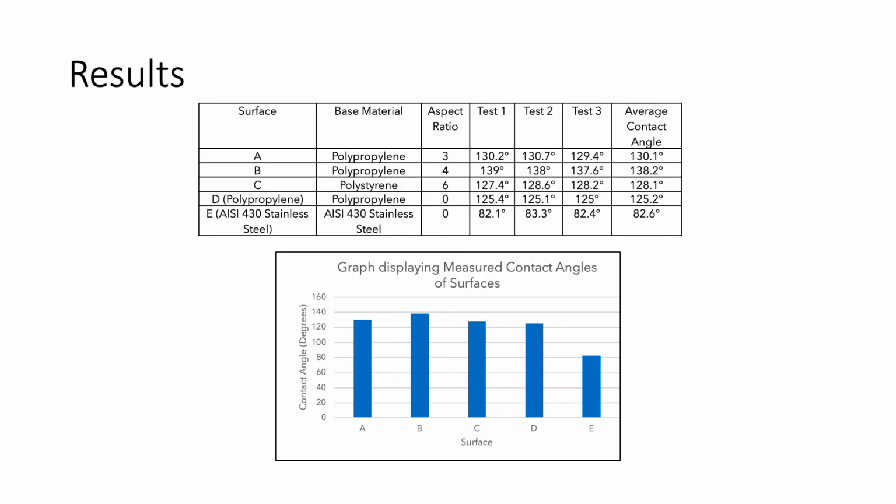This result serves as validation for the superior repellent properties of modified surfaces. Surfaces A and B are both made from a polypropylene base material. However, surface B recorded an 8-degree higher contact angle than surface A. This result confirms that there's an increase in surface repellency with increasing aspect ratio.